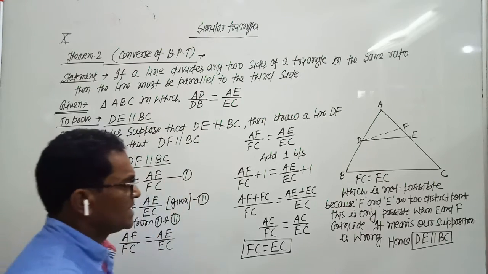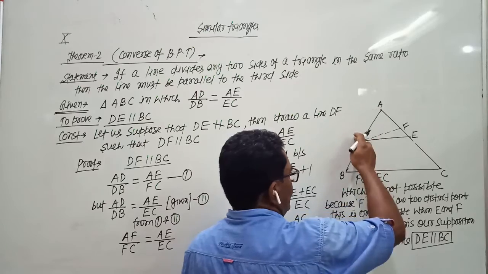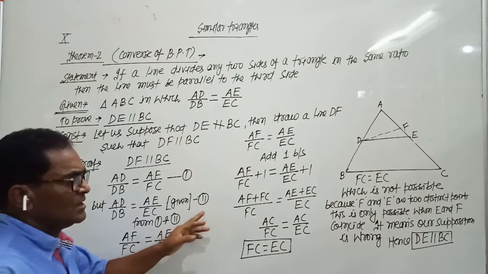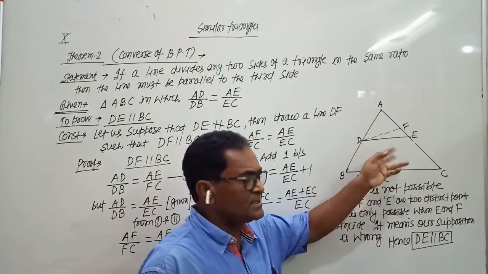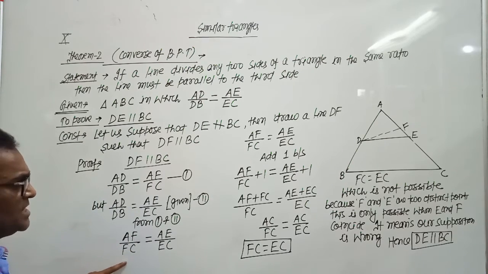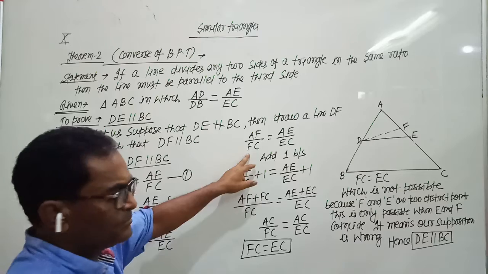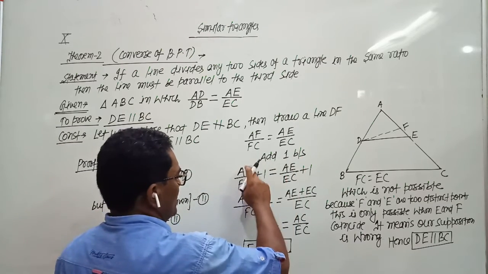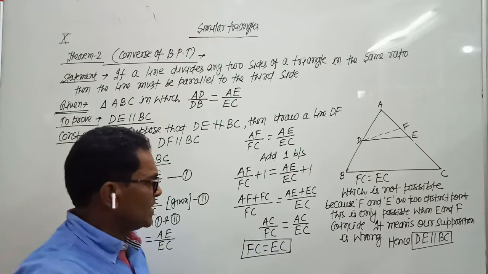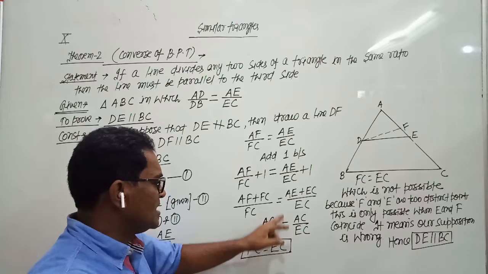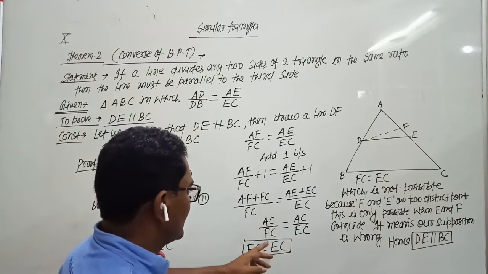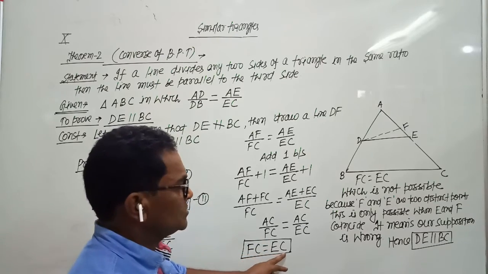This was the first equation, and we are given that AD upon DB equals AE upon EC, which is the second equation. So from the first and second, LHS is equal, so the RHS is equal and we get AF upon FC equals AE upon EC. Add 1 to both sides: AF upon FC plus 1 equals AE upon EC plus 1, and by taking LCM we get AC upon FC equals AC upon EC. AC gets cancelled and we get FC equals EC.